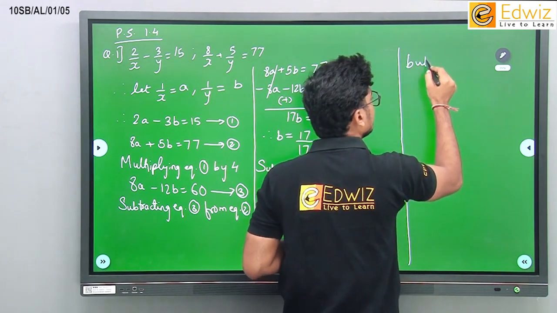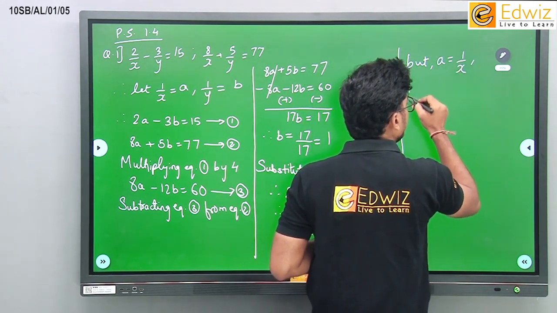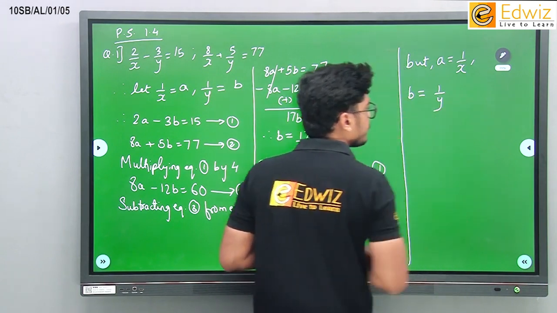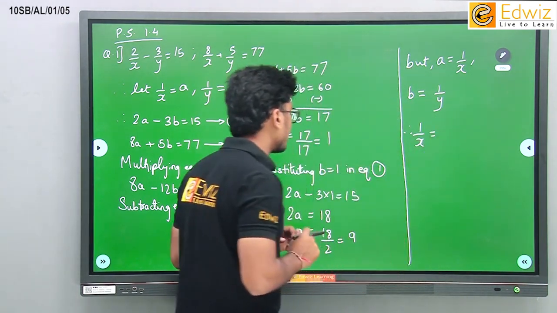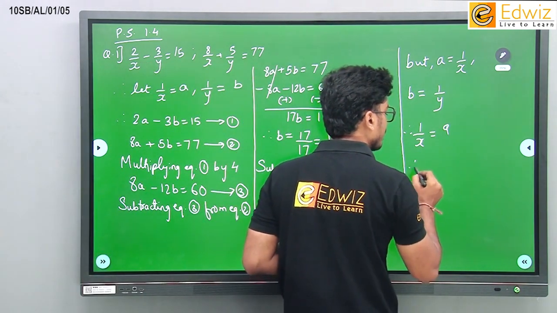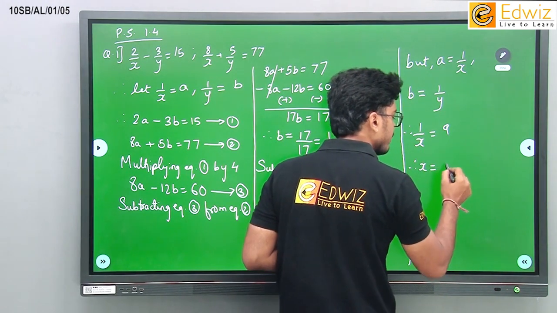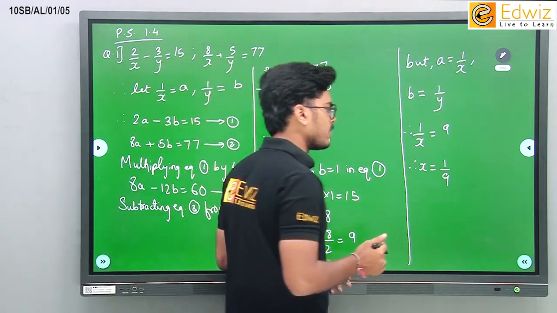But we know that a is 1 upon x and b is 1 upon y. Okay, so therefore 1 upon x में a का वैल्यू अगर मुझे फाइंड करना है that is 9, therefore x कितना होगा, रेसिप्रोकल 1 upon 9. करेक्ट, 1 upon x is 9, so x is 1 upon 9.